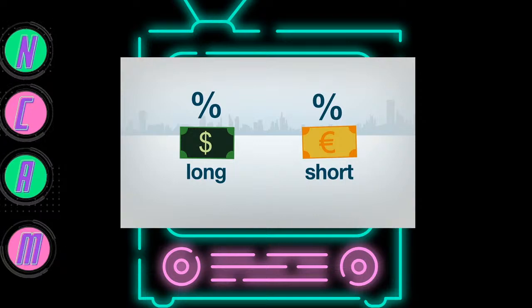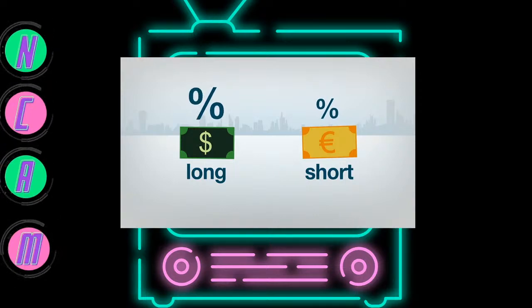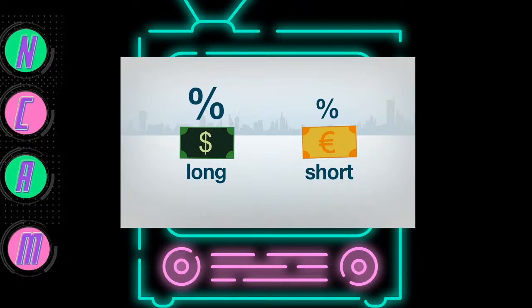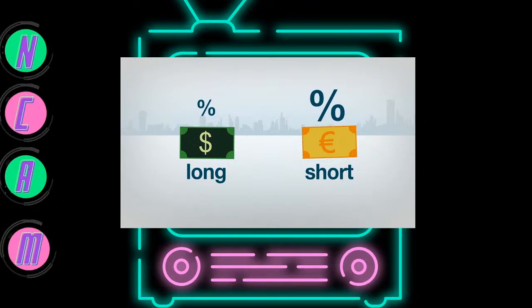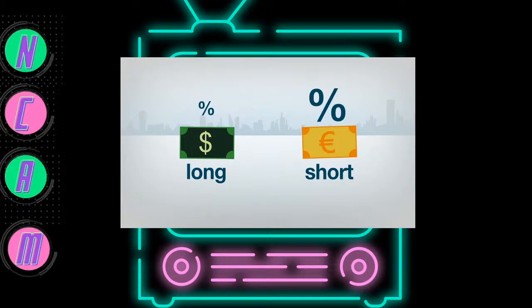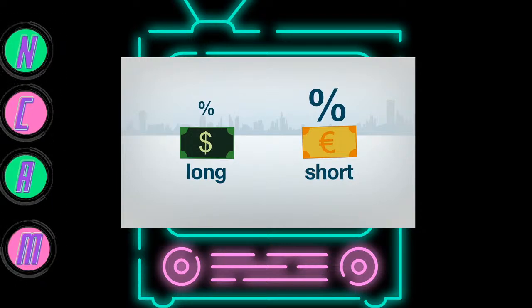In general, an investor receives a credit if the currency he is long has a higher interest rate than the currency he is short. Conversely, an investor is debited if the currency he is long has a lower interest rate than the currency he is short.